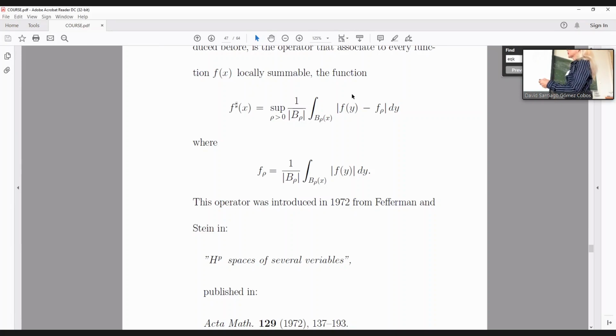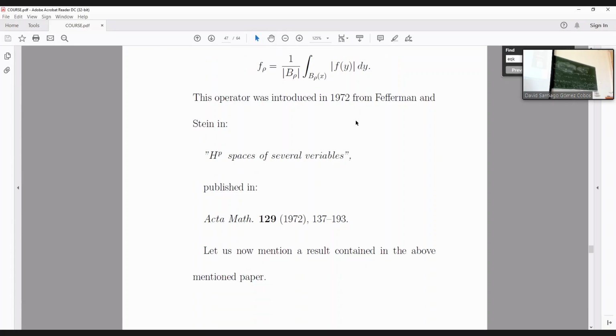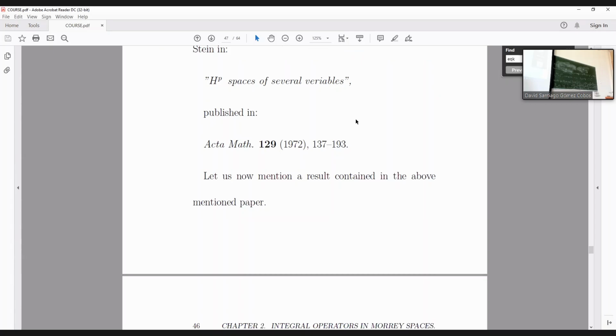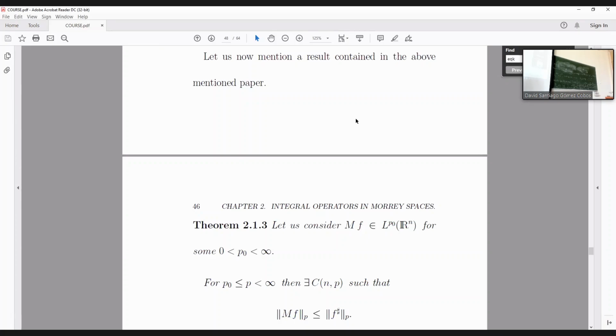This operator was introduced in 1972 by Fefferman and Stein, precisely in the paper of Fefferman and Stein titled H^p Spaces of Several Variables, published in Acta Mathematica in 1972. So now we are interested to recall some results about this kind of function, the relation between the maximal function and the f sharp function. The relation is explained in the following theorem.